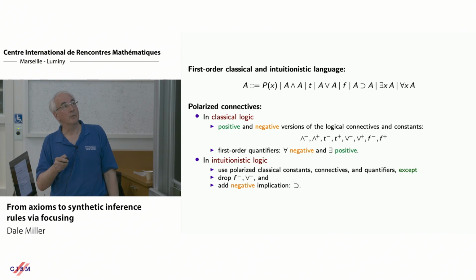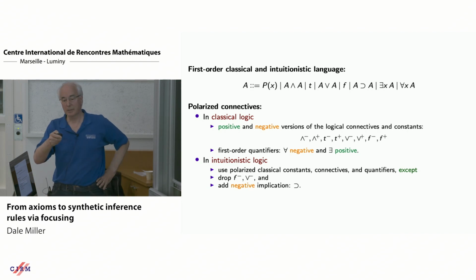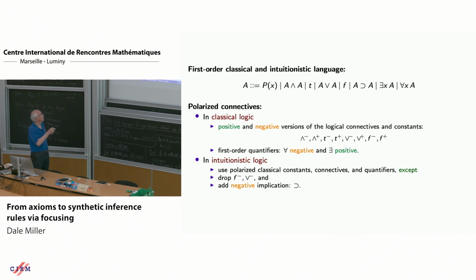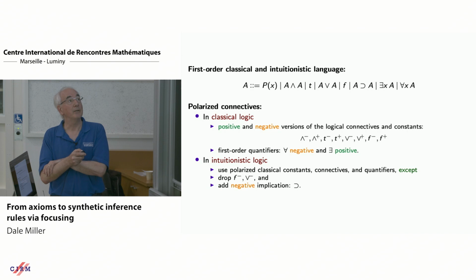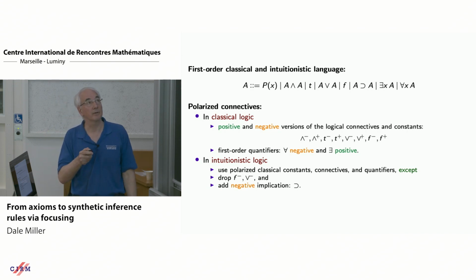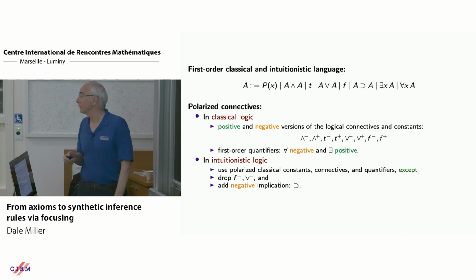And I have first-order quantifiers, and the universal will always be negative, and the existential always positive. But the conjunction and disjunction, for example, are ambiguous. We'll resolve that in a second. And in intuitionistic logic, it's the same as classical, except you don't have the negative or and the negative false, its unit. You only have the positive. You have an or, but it's only the positive one and its unit. And you add an implication, and that will be negative, just like the universal quantifier. It's just always negative. Okay.